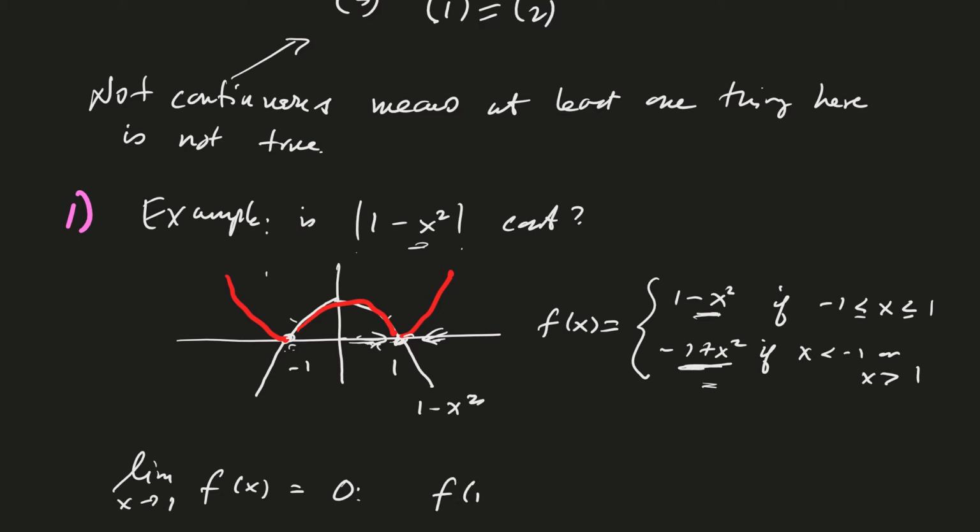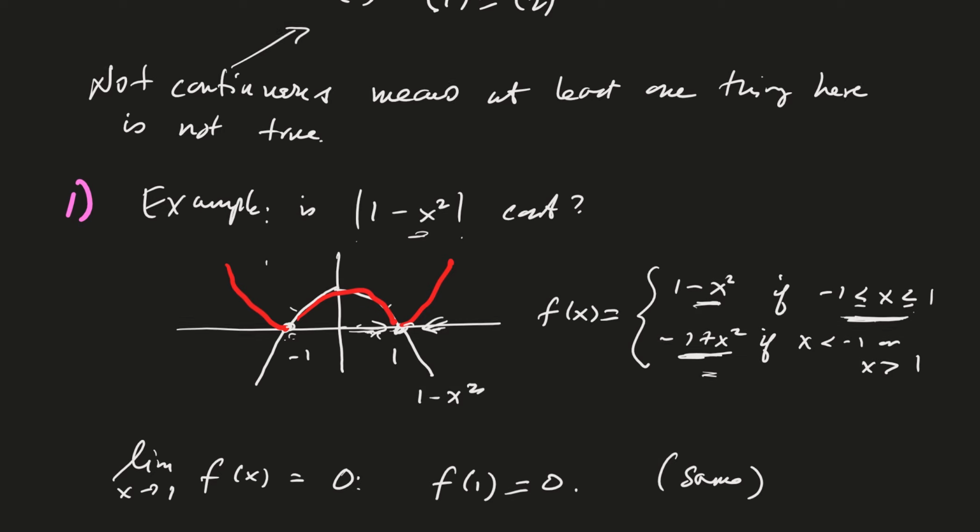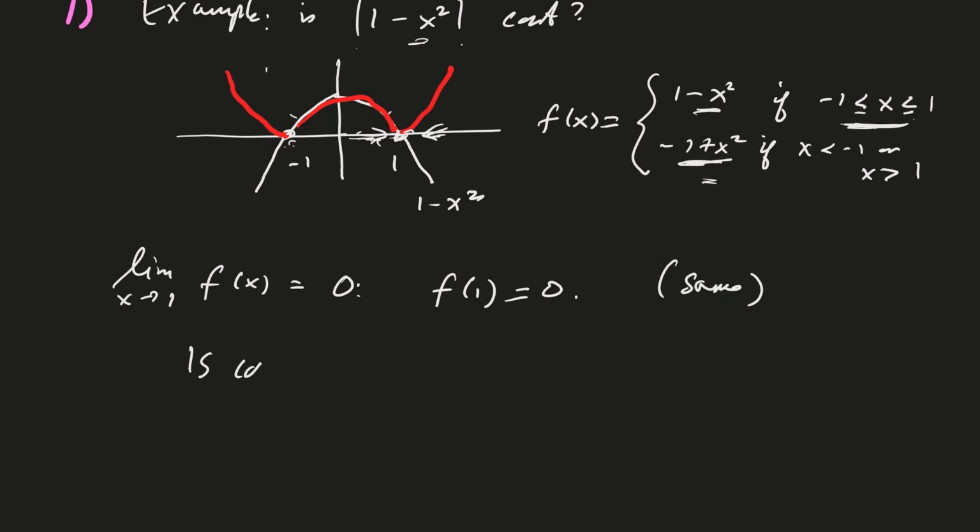Then what is f of 1? This formula says to evaluate f of 1 using the first formula, so that is actually equal to 0. And because these two things are the same, this is continuous at x equals 1. And you could do the same reasoning at x equals minus 1. Okay, we're going to take a look at some other examples in the next video.